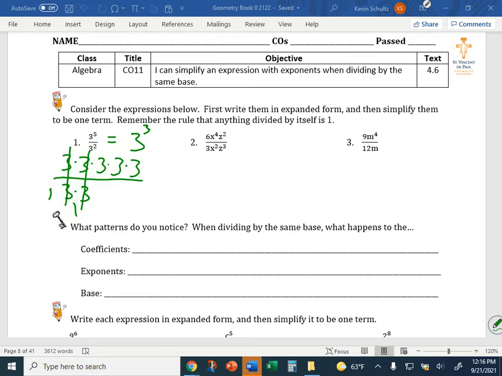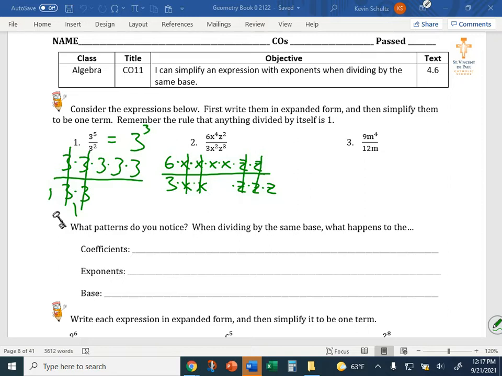Okay. Next one, 6x to the 4th z squared. So we have 6 times x times x times x times x times z times z. In our denominator, we have a 3, and then times x times x times z times z times z. Again, this is intentional, I put my z's with my z's. What can we do, now that it's written out in expanded form? Peter? We can cancel out 2 pairs of x's because they just equal 1. What else can we do? Drew? 2 z's.